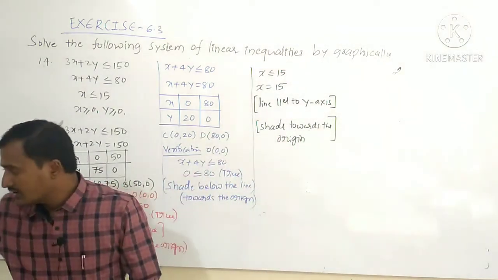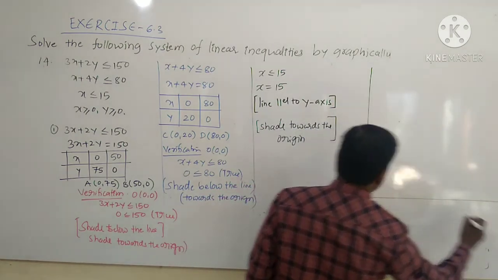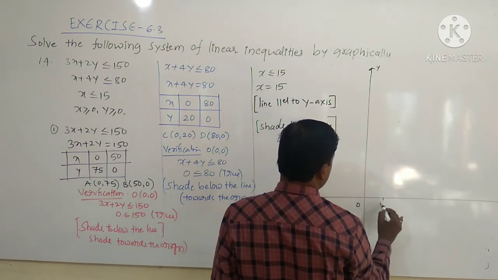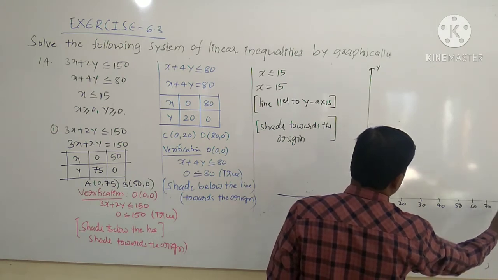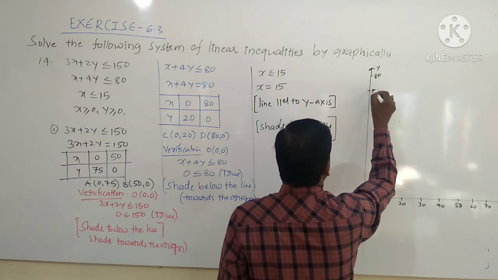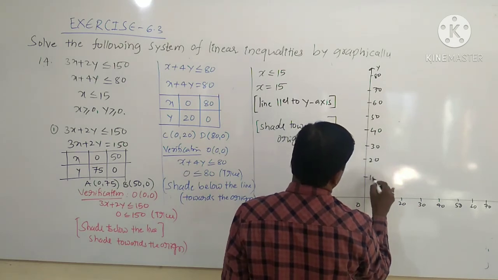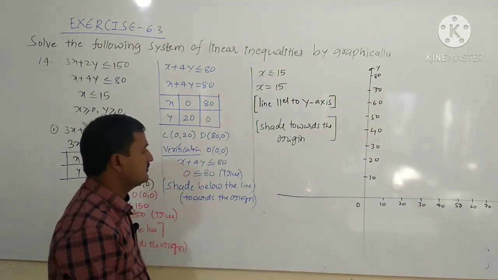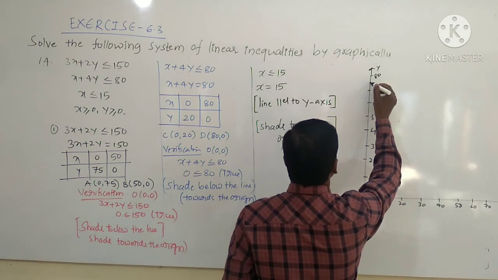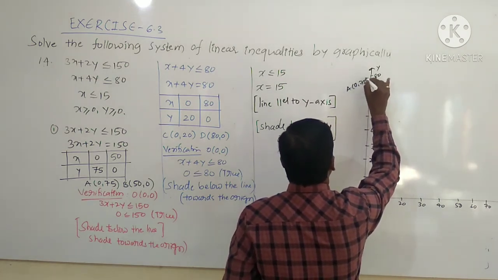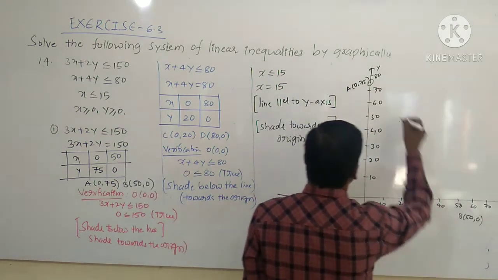Here I'll write once again. The origin, then 10, 20, 30, 40, 50, 60, 70, 80. On the other axis, 80, 70, 60, 50, 40, 30, 20, and here it is 10. The first point is (0, 75), where x equal to 0 and y equal to 75. This is point A, (0, 75). Point B is (50, 0). Join these.